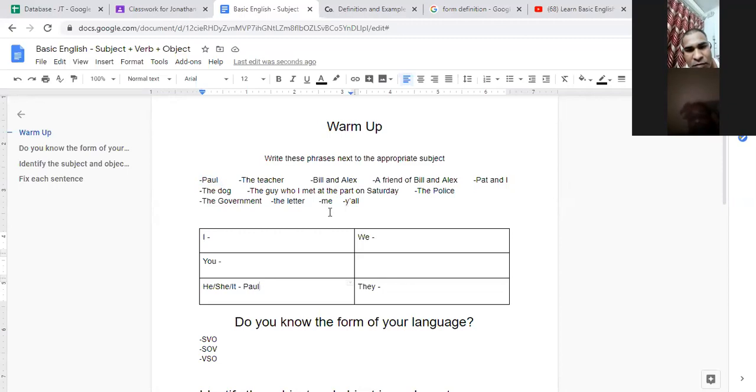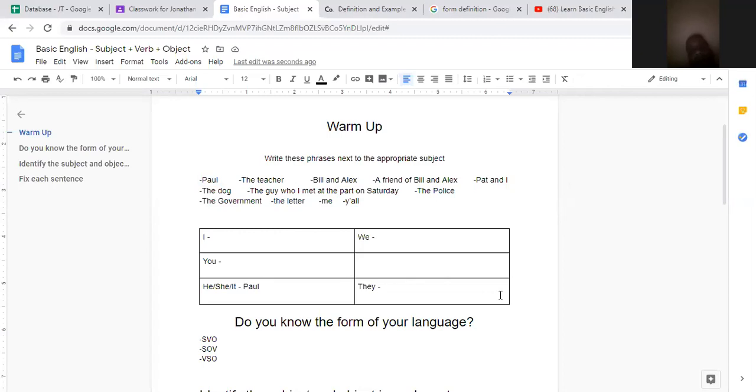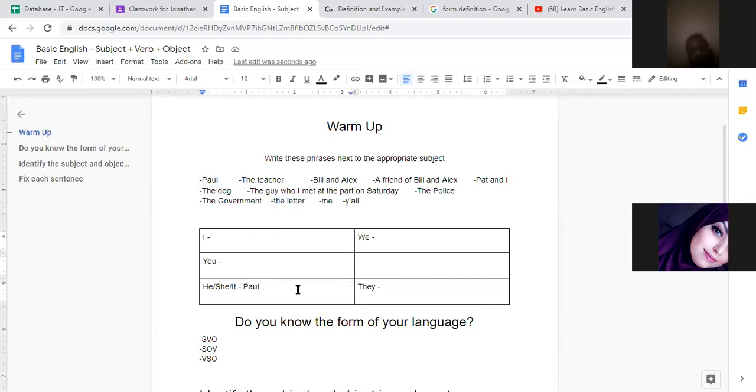Very good, Raj. How about the teacher? Where does it go? What subject is the teacher? Amel, thank you for raising your hand. He, the teacher, he. He or she, right? The teacher, right? It's one person. Very good, Amal.